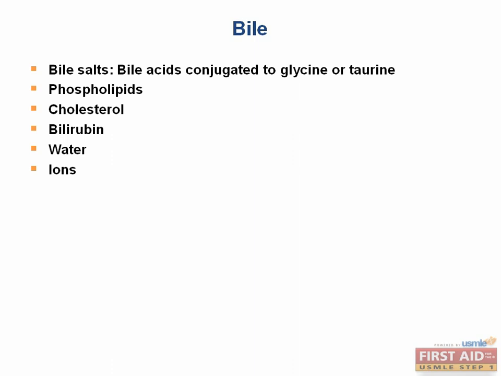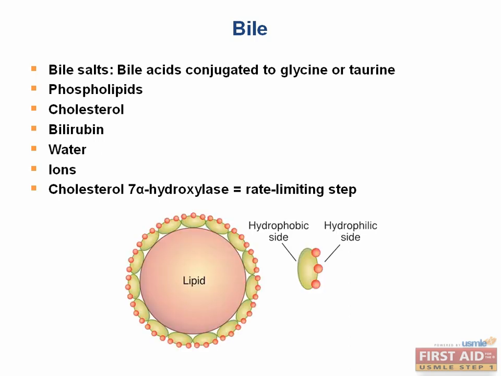A bile salt is basically just a bile acid that has been conjugated to either glycine or taurine to make it water-soluble. Cholesterol 7-alpha hydroxylase is the rate-limiting step in bile synthesis. Bile is the only mechanism the body has to excrete cholesterol. It acts as a surfactant to help emulsify fats in food, which is necessary for digestion of triglycerides and micelle formation. Interestingly, it also acts as an antimicrobial.